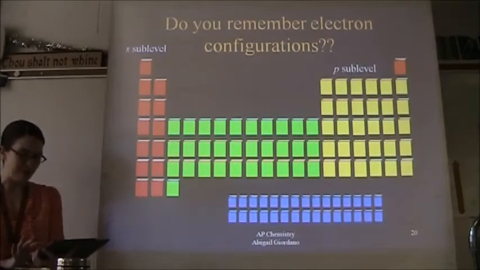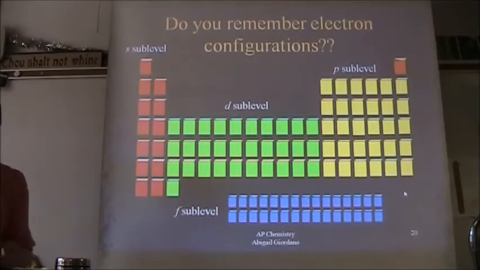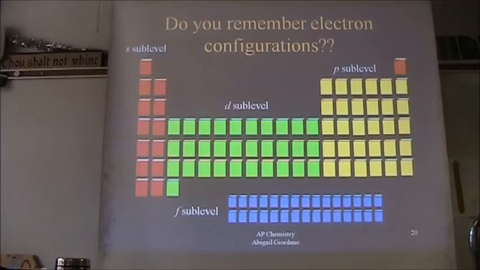Do you remember electron configuration? 1s2, 2s2, 2p6, 3s2. You either love it or you hate it. Okay?